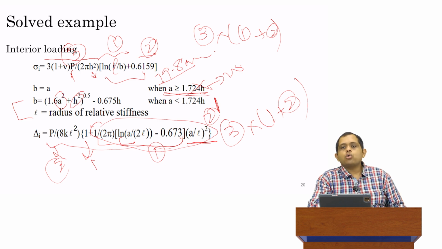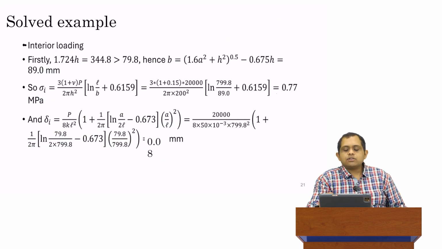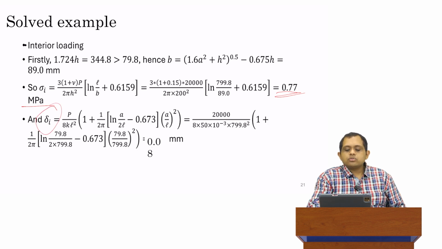Do not try to evaluate the whole expression at once. You will almost certainly make a mistake when you do that. Anyway, I've gone ahead and done the calculation. You can verify the numbers that I've plugged in over here. What we will find is that sigma I in this case is 0.77 megapascals. Sorry, that's sigma I. And delta I works out to, this is supposed to be 0.08 mm.